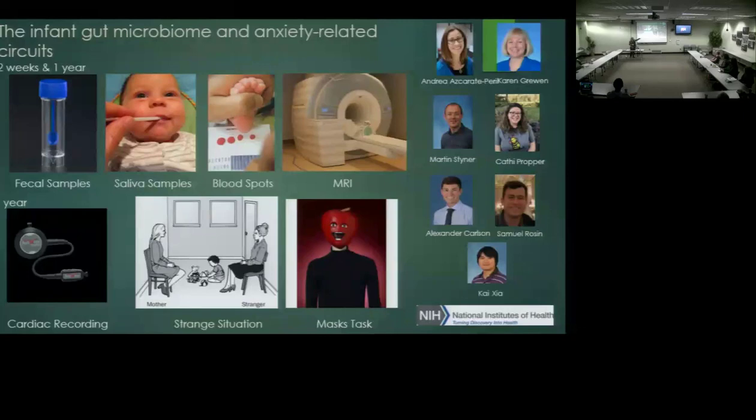So some of the same faces here, but I want to give a shout out to Karen Gruen, who advised us on the cortisol reactivity measures, Martin Steiner, who analyzed our structural MRI data, Kathy Proper, who advised us on these behavioral paradigms, and graduate student Alexander Carlson, who did the paper on the mask task and strange situation, and Samuel Rosen, who did a paper on the cortisol reactivity, and Kaija did our statistical analysis.